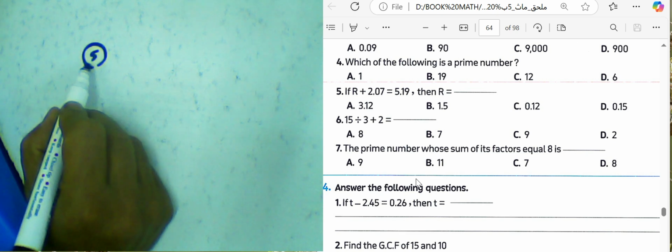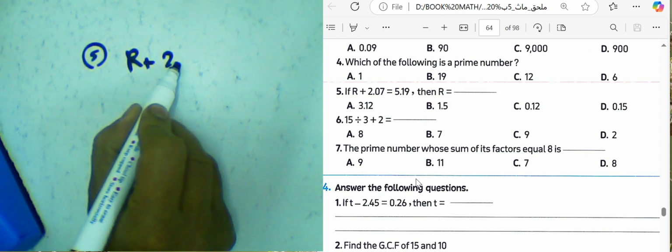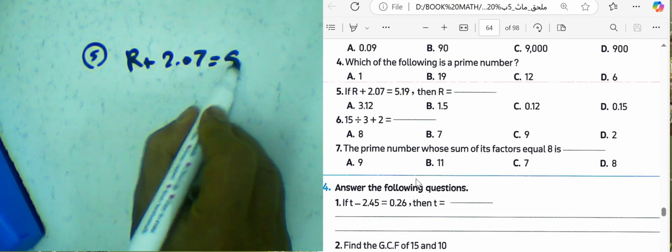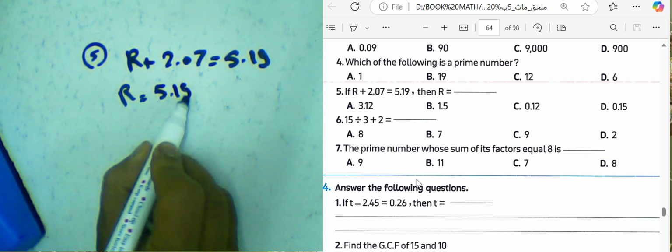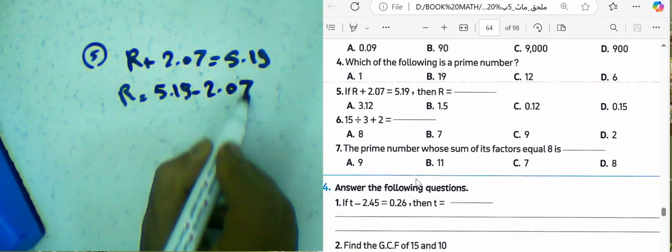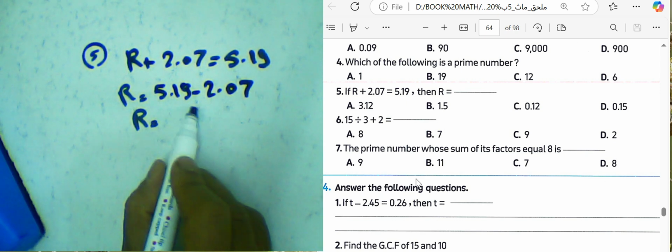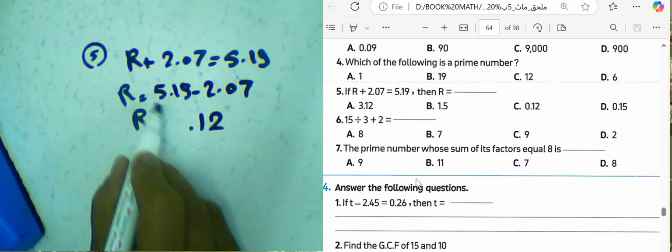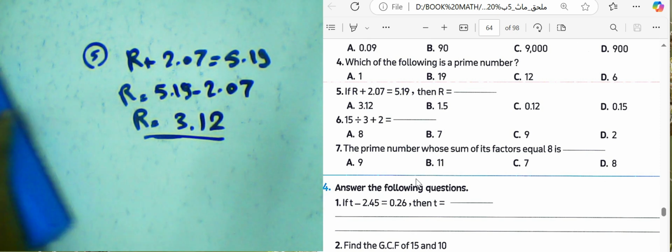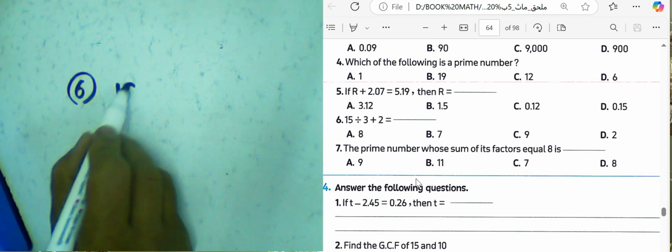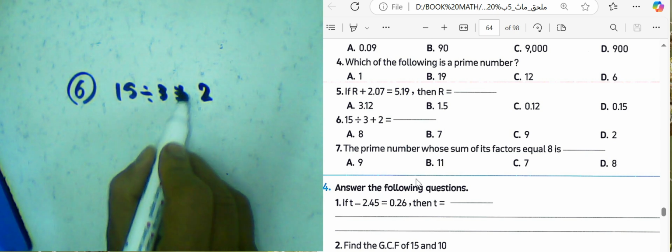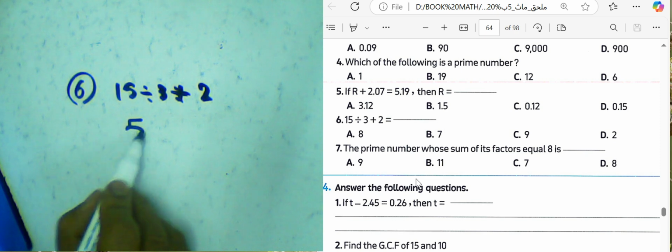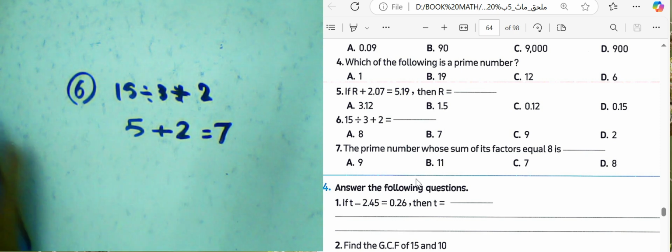And here question number 5. If R plus 2.07 equals 5.19, then the value of R equals 5.19 subtracted by 2.07. 9 minus 7 will be 2, and 1 minus 0 is 1, and 5 minus 2 equals 3. It's the value of R. Question number 6. 15 divided by 3 plus 2. 15 divided by 3 is 5. 5 plus 2 will be 7.